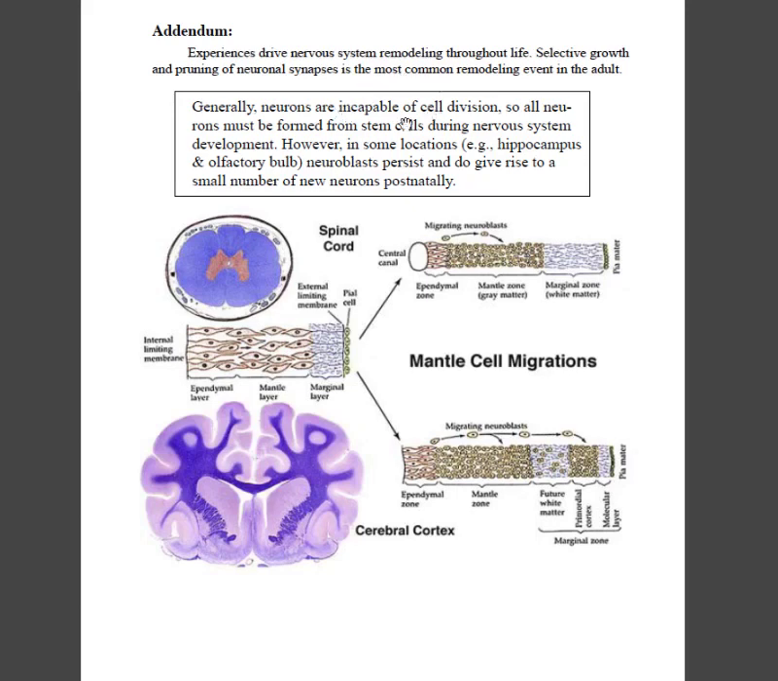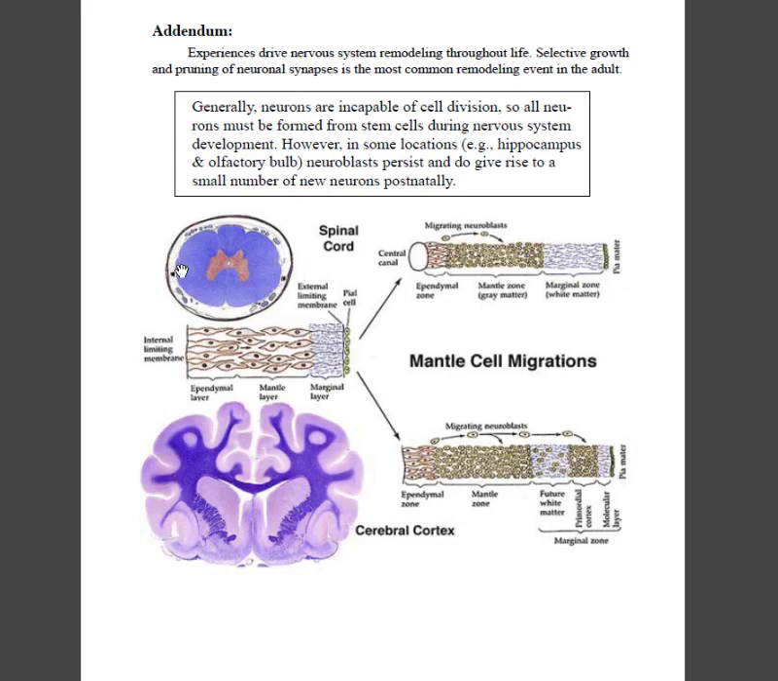In general, neurons are incapable of cell division, and so the neurons that you're left with following the embryonic and neonatal period of sculpting, these are the ones that you're going to have throughout life. There are some exceptions. In the hippocampus and olfactory bulb, for example, neuroblasts do persist and do give rise to a small number of new neurons postnatally. But in general, neurons that find themselves within circuits that are laid down in the embryo and in the neonate, those neurons cannot be replaced if they pass away. So those circuits are diminished by loss of those neurons.